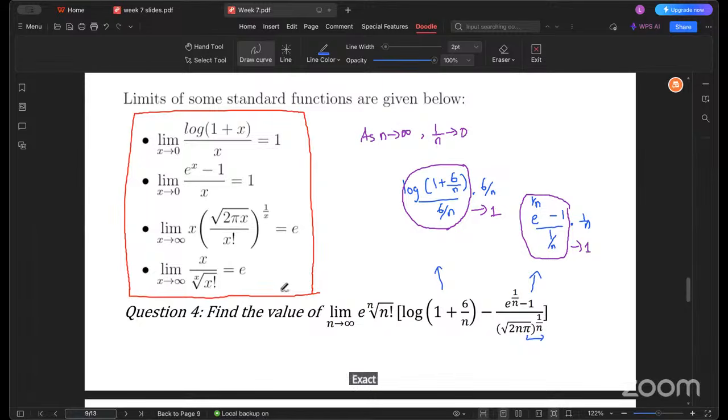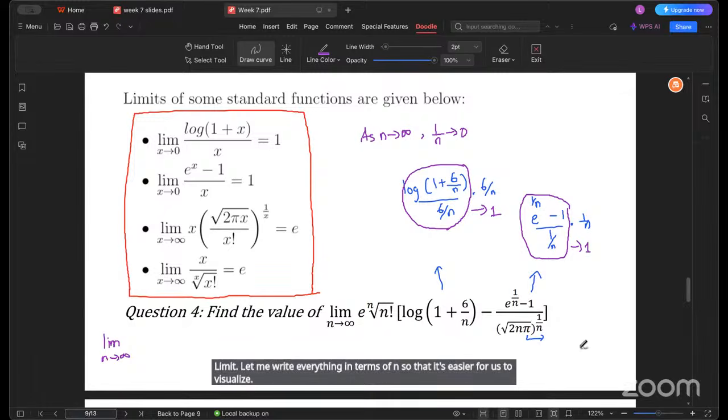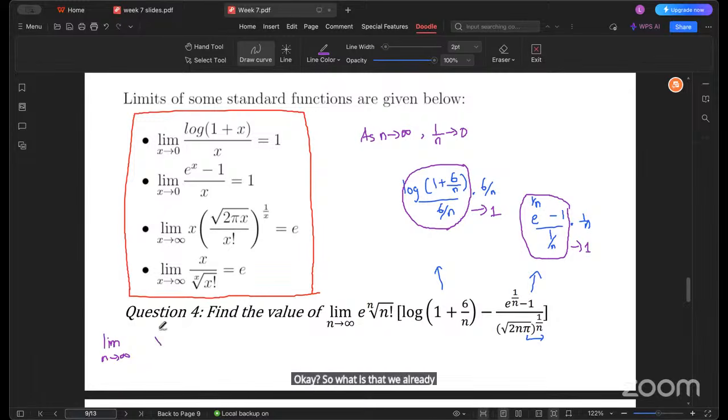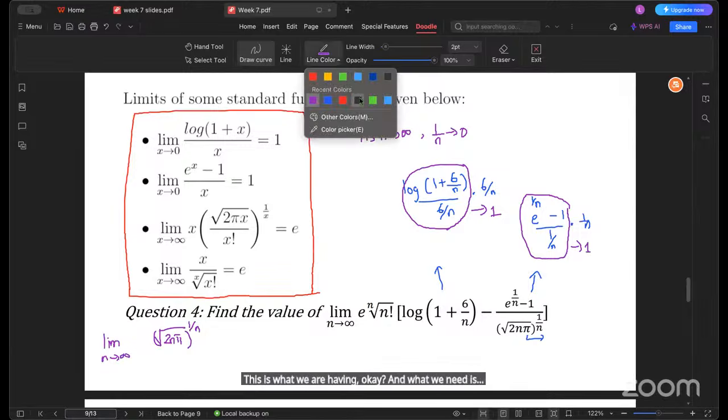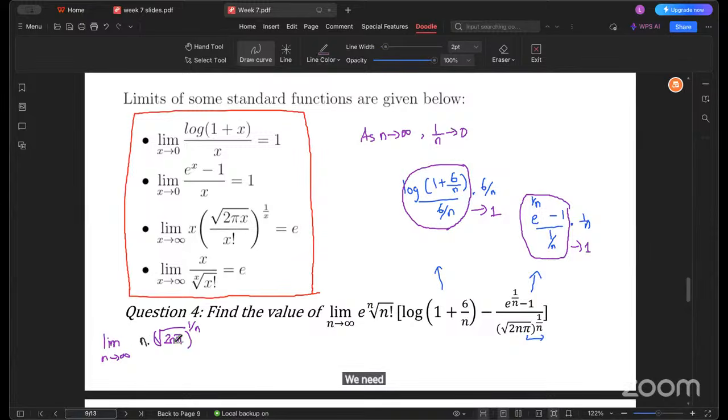Exactly. See, what is the formula? Let me write everything in terms of n so that it's easier for us to visualize. So what do we already have? We already have square root of 2n pi power 1 by n. This is what we are having. And what we need is n, and we also need n factorial power 1 by n.